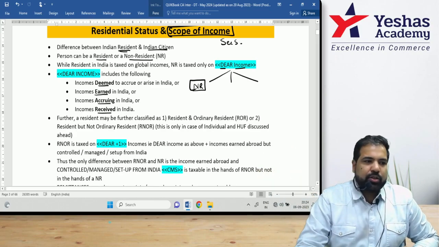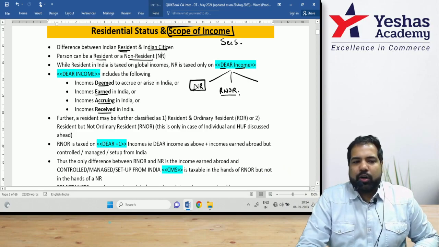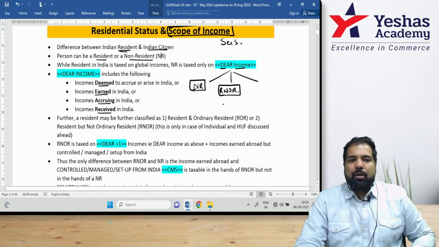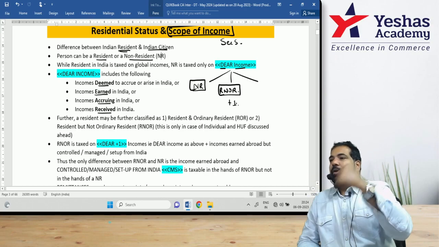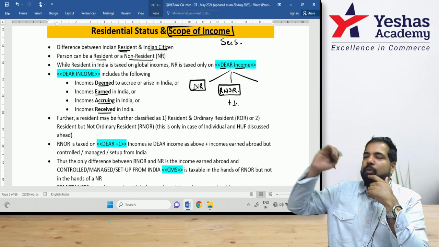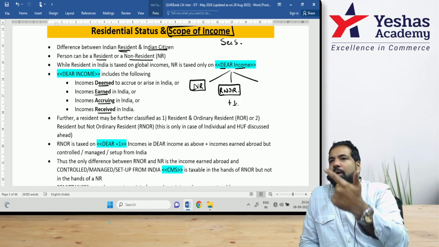There's an India connection. Next, guys, if you're an RNOR, resident but not ordinary, are you still a resident? Yes, but you'll be taxed on DEAR plus. DEAR is same, we just discussed it. What is that plus one income, guys? Any income earned abroad. Repeat, any income earned, but the control, the management or the setup, any one of them, controlled, managed or setup.